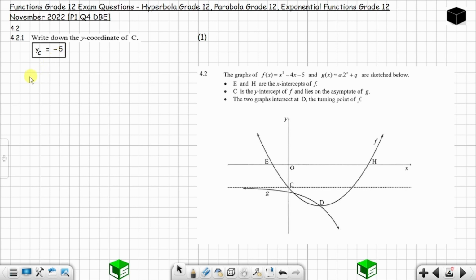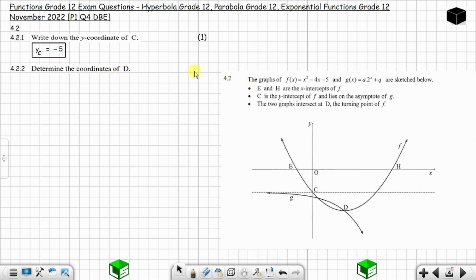Now question 4.2.2: determine the coordinates of D. This question is 2 marks. D is the turning point of f, and D is also the point of intersection between the graph of f and the graph of g.